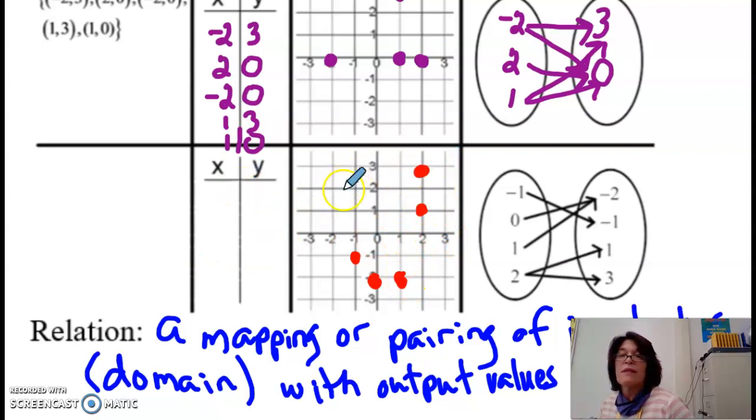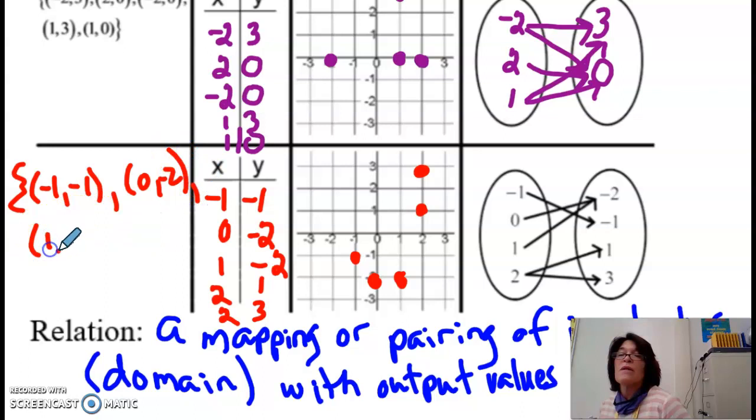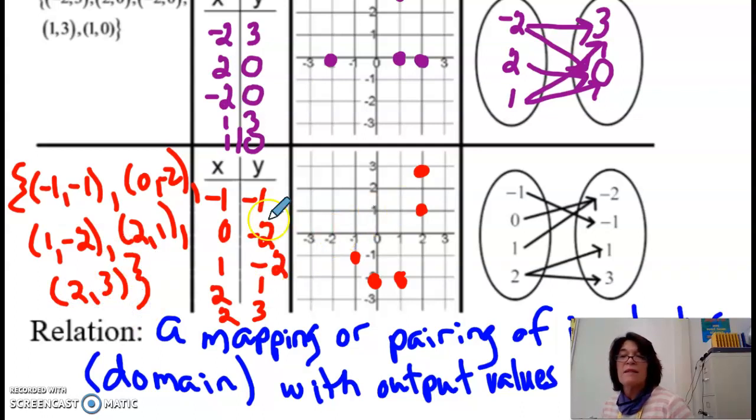So then I'm just going to simply write them over here in the table. -1, -1, 0, -2, 1, -2, 2, 1, and 2, 3. If I want to write that as a set of ordered pairs, you write the brace. We start off with the first ordered pair, -1, -1, comma, 0, -2, comma, 1, -2, comma, 2, 1. And the last ordered pair is 2, 3. So then I close my set.